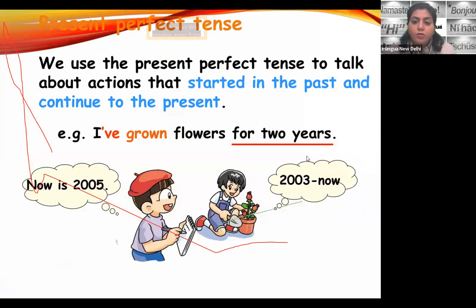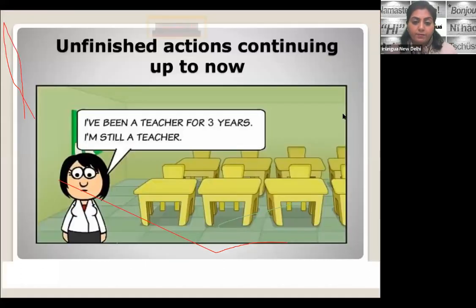So I have been to the circus twice this week. Now, we also use this in, like I said, activities which are continuing till now. I have grown flowers for 2 years. The action started in 2003 and now it's 2005. And in these 2 years, this boy is saying, I have grown flowers for 2 years. But does that mean that he stopped growing flowers now, or will he not grow flowers in the future? Of course not. He will continue this action even in the future.